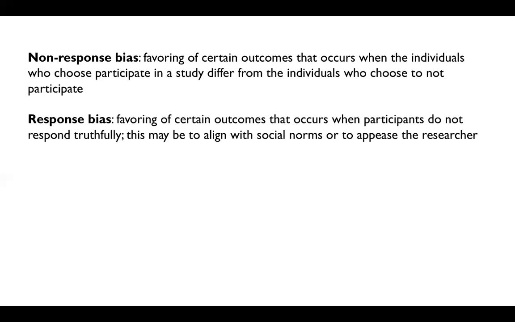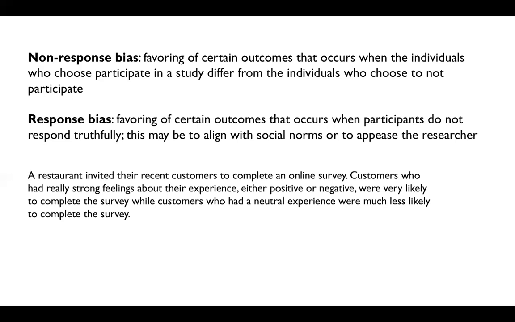Back up to non-response bias. Non-response bias is when you favor certain outcomes that occurs when the individuals who choose to participate differ from the individuals who choose not to participate in the study. So an example of non-response bias is below. A restaurant invited their recent customers to complete an online survey. Customers who had really strong feelings about their experience, either positive or negative, were very likely to complete the survey, while customers who had a neutral experience were much less likely to complete the survey.